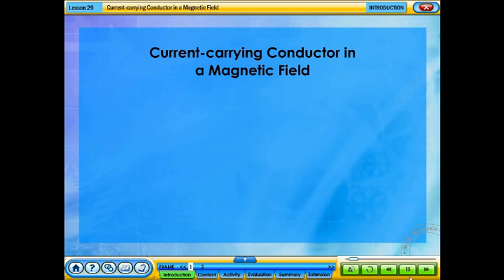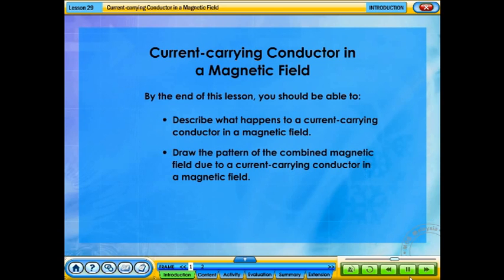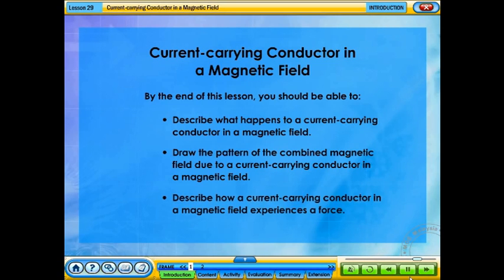Current-carrying conductor in a magnetic field. By the end of this lesson, you should be able to describe what happens to a current-carrying conductor in a magnetic field, draw the pattern of the combined magnetic field due to a current-carrying conductor in a magnetic field, and describe how a current-carrying conductor in a magnetic field experiences a force.